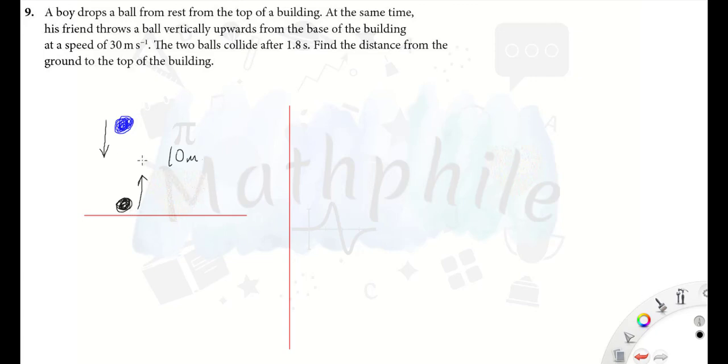Either 3 or 7. They collide over here. Let's say they collide at a point 7 meters above the ground. So the black ball will travel 7, and the blue ball would have traveled 3. Similarly, let's say they collide at 2 meters above the ground.